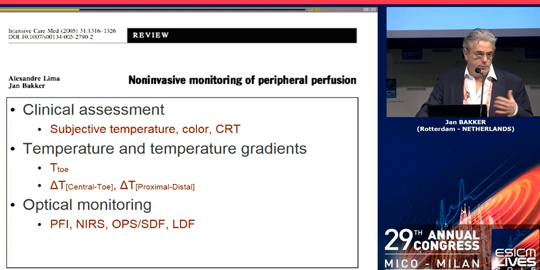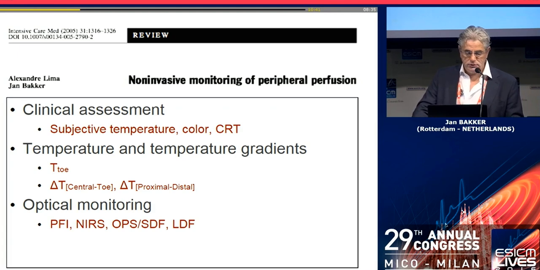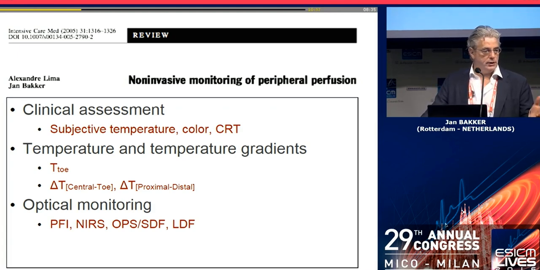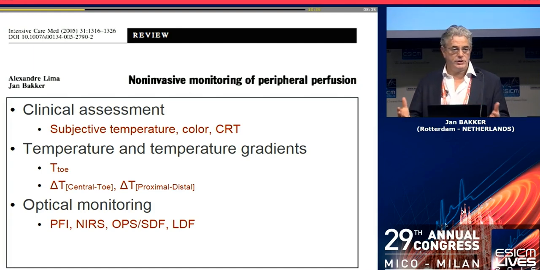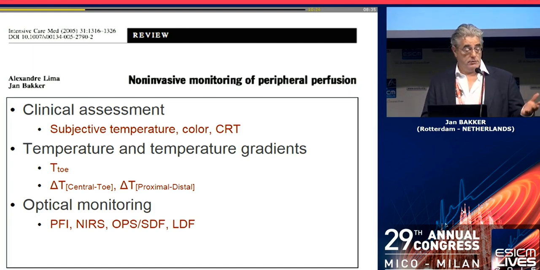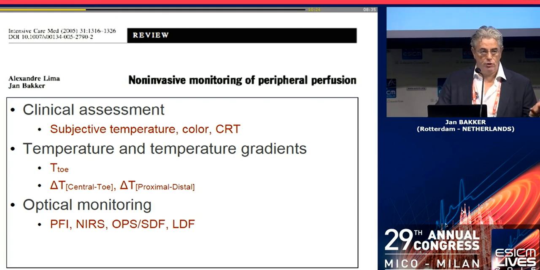And he said, well, there are basically 3 elements. The clinical assessment: you can put your hand on the patient and value whether it's cold or warm. You can do a capillary refill time. I will come back to that later. You can do it somewhat more complicated and start to measure skin temperature, like Max Harry Weil started, great toe temperature, or a difference, central to toe temperature difference.